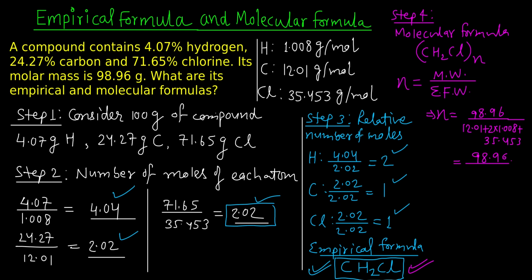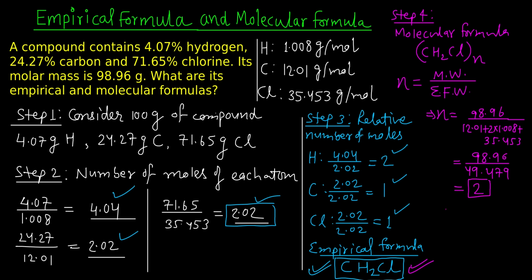Let us see how much this total will be. It will be 12.01 plus 2.016 plus 35.453. This comes to 49.479. If you divide 98.96 by 49.479, you will get 2. So this is n, the whole number, which is 2.